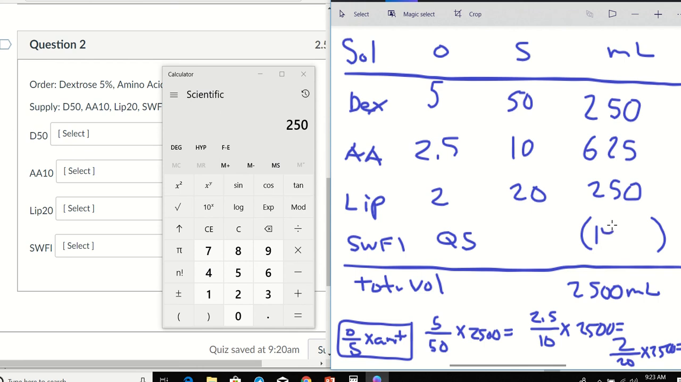You got 1475. All right, so double check. Add this one, this one, this one, and this one together, and it should come up to 2,500. Do you come up with 2,500? So let's try it. 250 plus 625 plus 250 plus 1475 equals. Uh oh, it was 1375. Sorry. 1375. There you go.